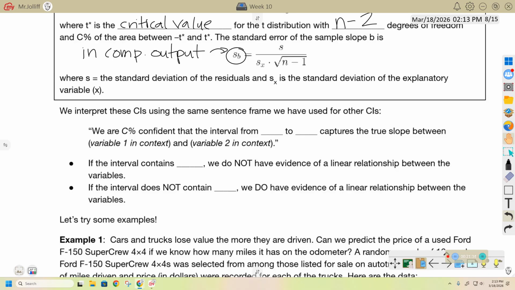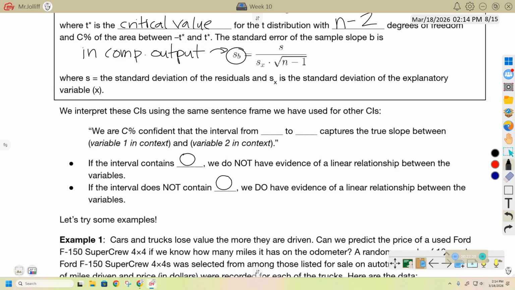When it comes to taking that confidence interval and using it to support a conclusion, if the interval contains 0, we do not have evidence of a linear relationship because the slope of 0 is a plausible value, and the slope of 0 means as x changes, y is not responding, meaning no relationship. If my interval does not contain 0, we do have evidence of a linear relationship. As x changes, y is responding by either increasing for a positive relationship or decreasing for a negative relationship.